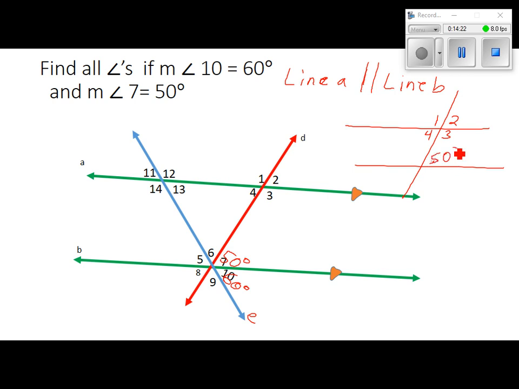Here's where you got to be careful. Is this angle 60 degrees? No. Is it angle 9? No. Is it angle 8? It's 9 and 10 together, isn't it? And that's what messes everything up. So do we really know what this angle is right now? No. So let's just leave it blank.